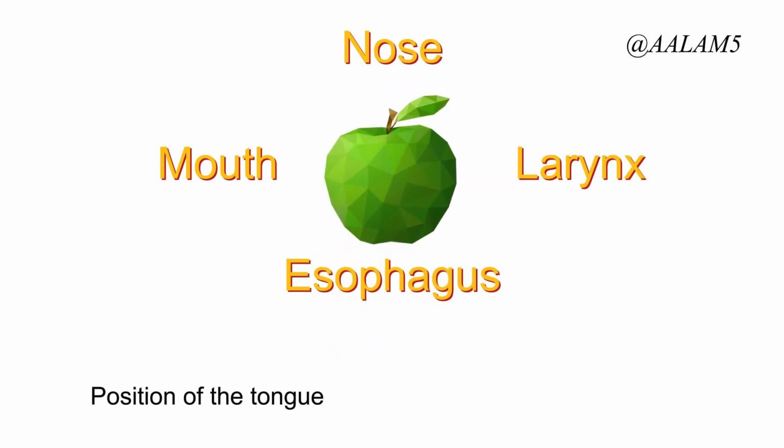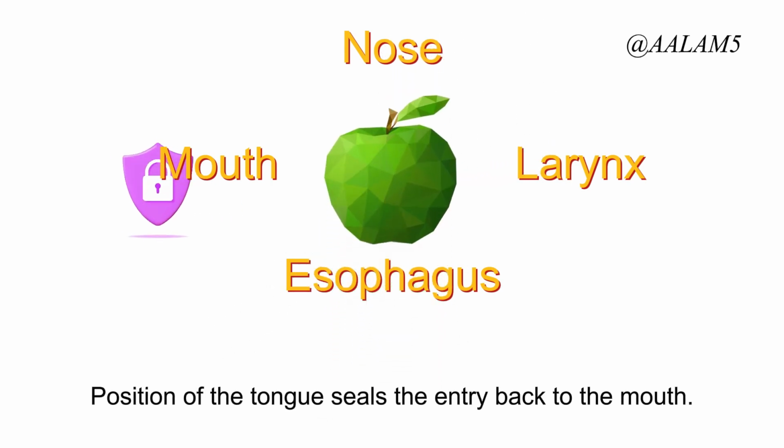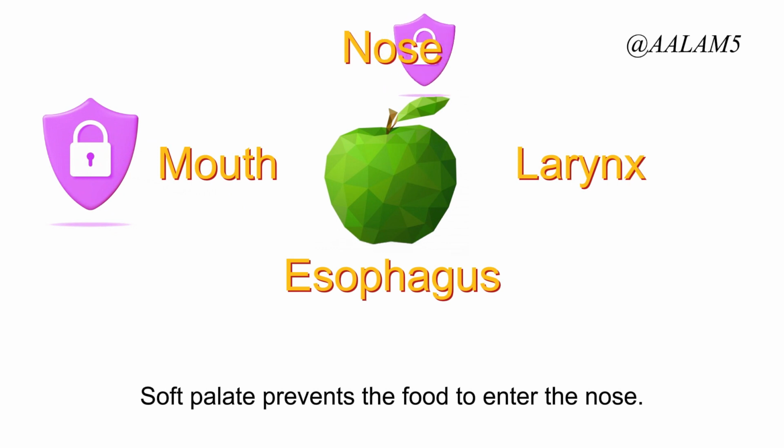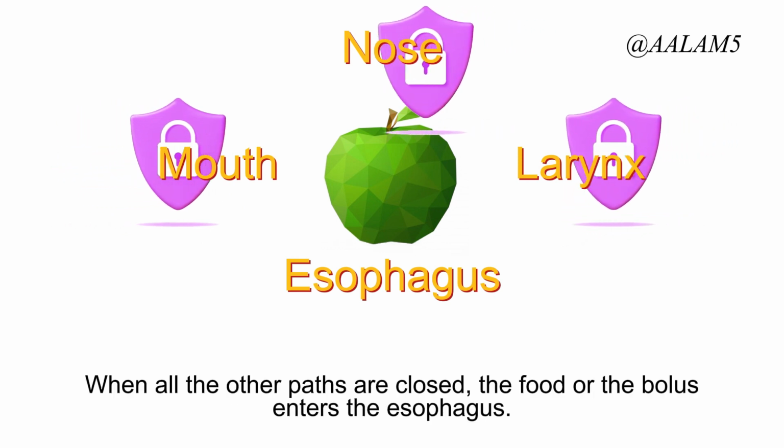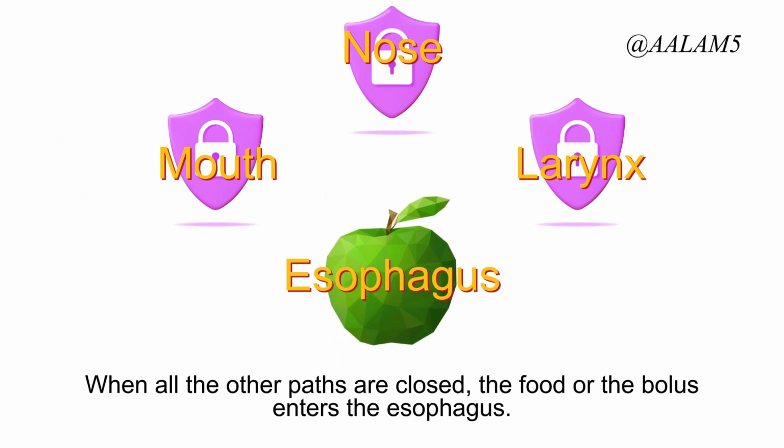Let's find out. The position of the tongue seals the entry back to the mouth. The soft palate prevents the food from entering the nose, and the epiglottis covers the larynx. When all the other parts are closed, the food, or the bolus, enters the esophagus.